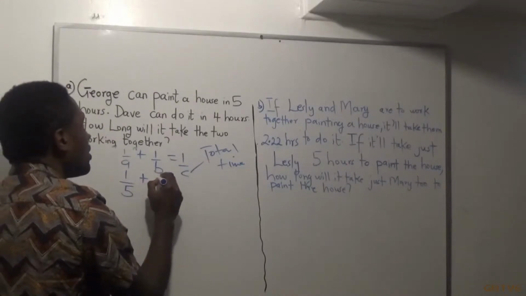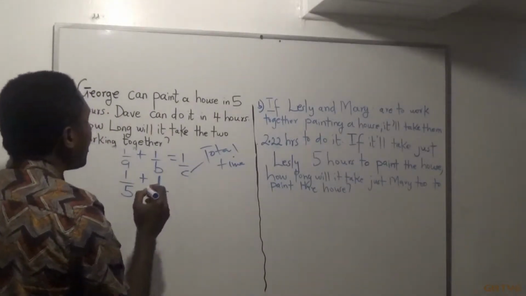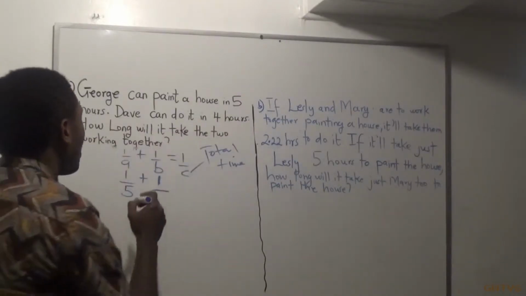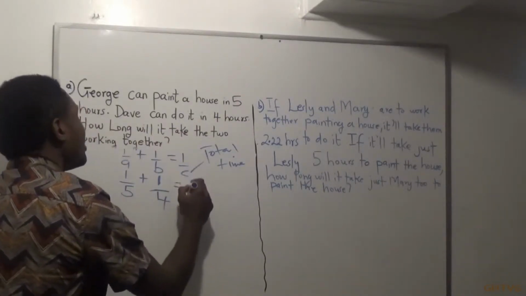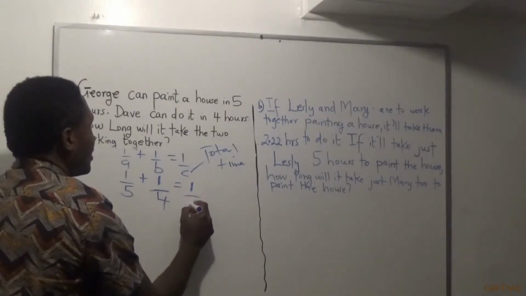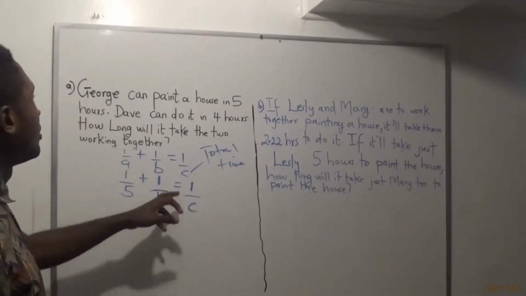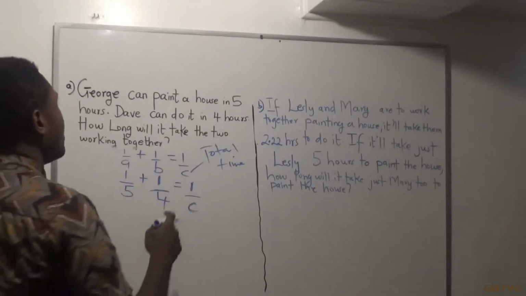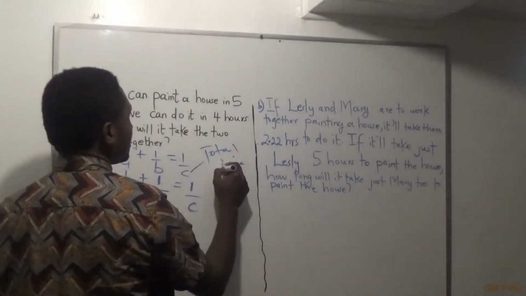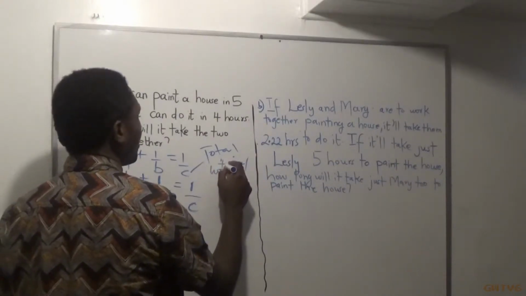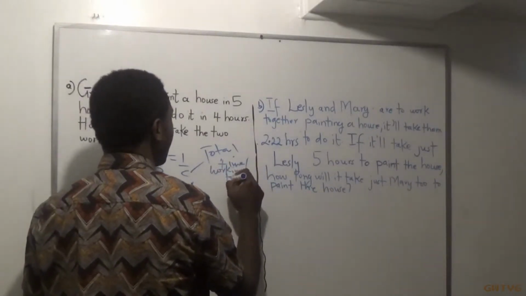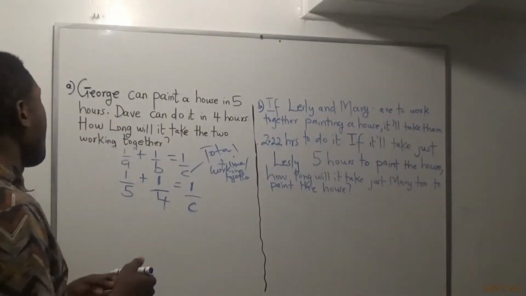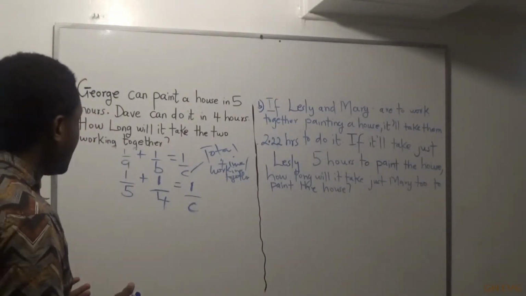And then plus 1 over what? The other one is Dave. It took him 4 hours. So 1 over 4 equals 1 over C, which is when they are working together. So it's not just about total time; it could also be the time when they are working together. Alright, and now I'm just solving for C.